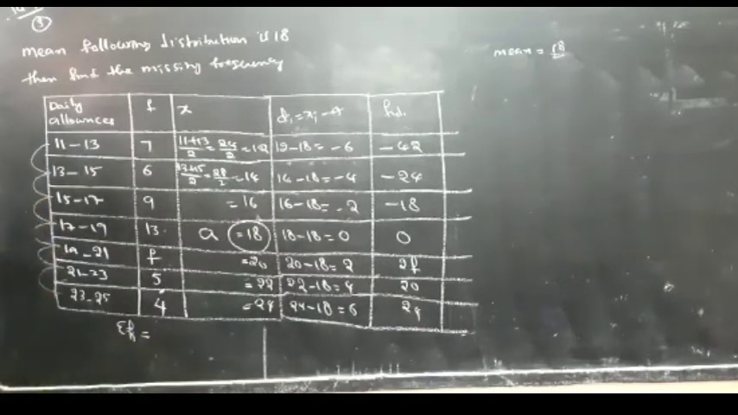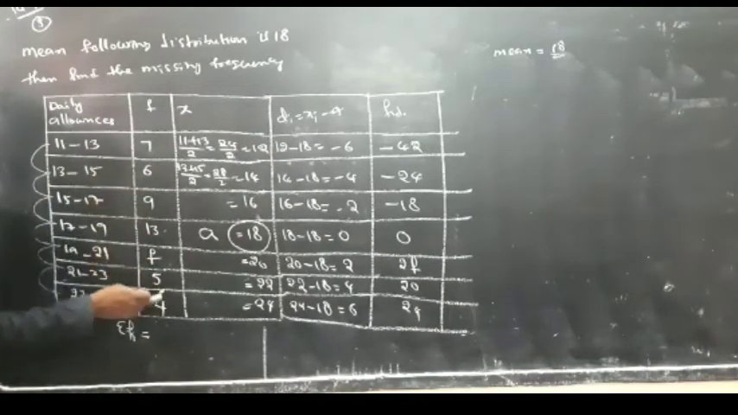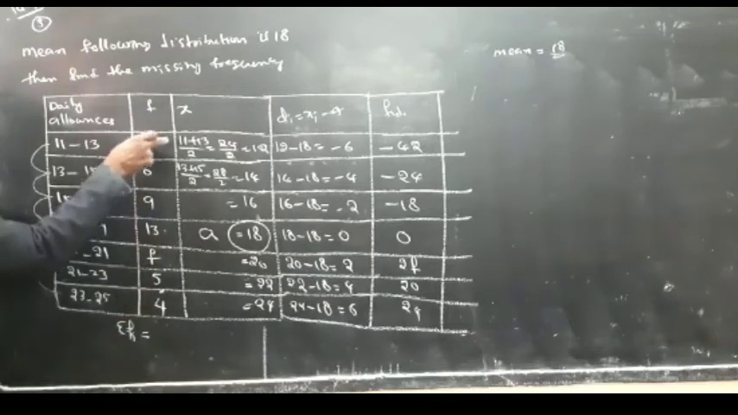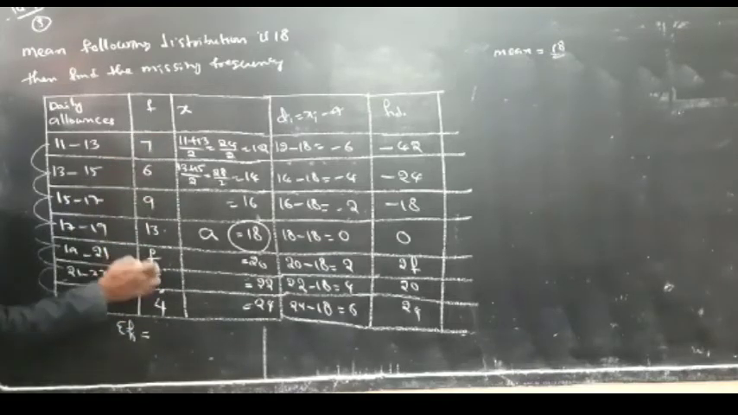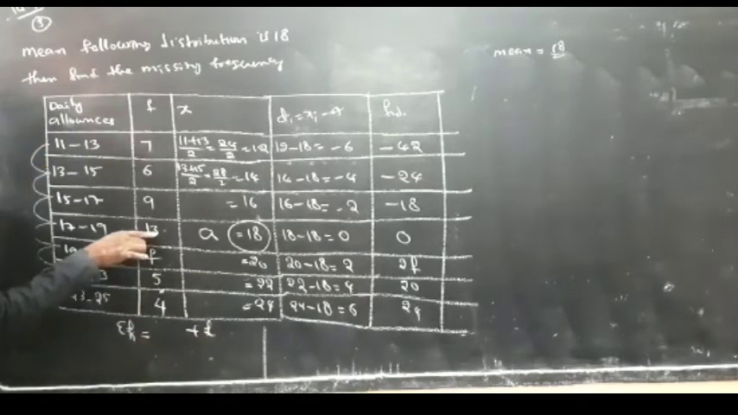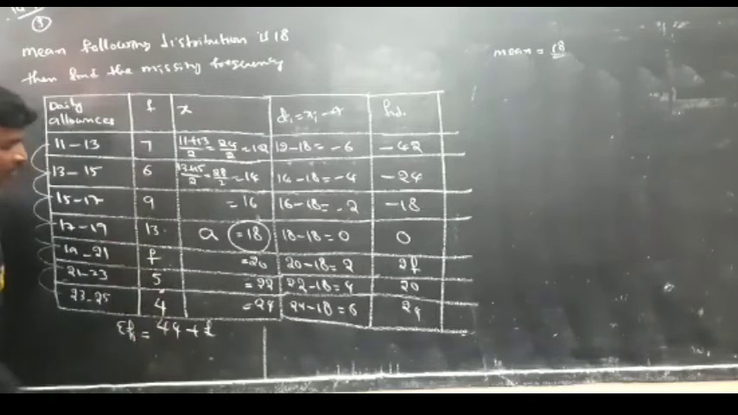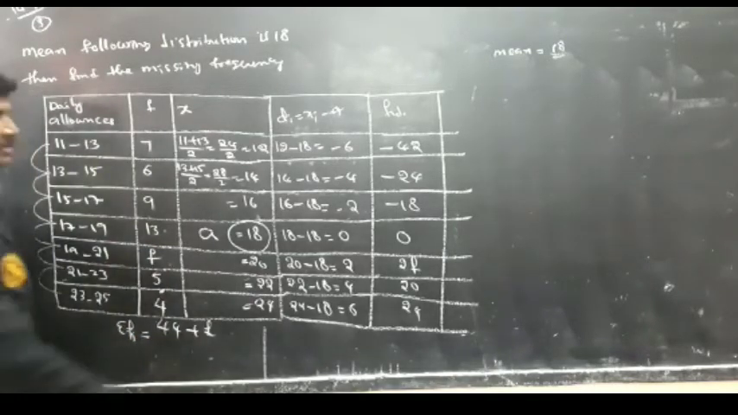Next, I need sigma fi. Sigma fi means sum of frequency. 7, 6, 9, 13, 4, 5, 5, 4. So we can add all these numbers except f. Now 4 plus 5, 9. 9 plus 13, 22. 22 plus 9, 31. 31 plus 6, 37. 37 plus 7, 44. So sigma fi is nothing but 44 plus f.